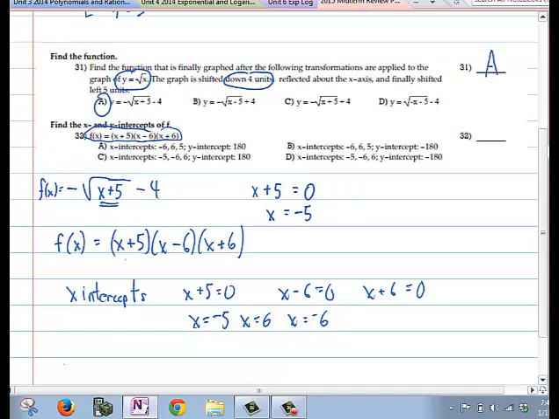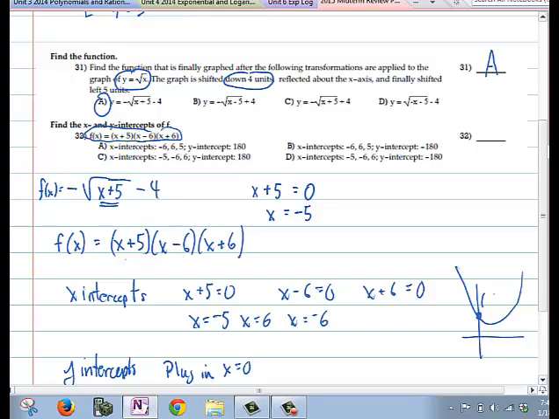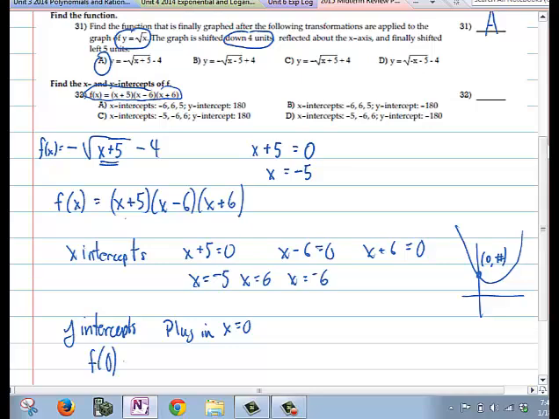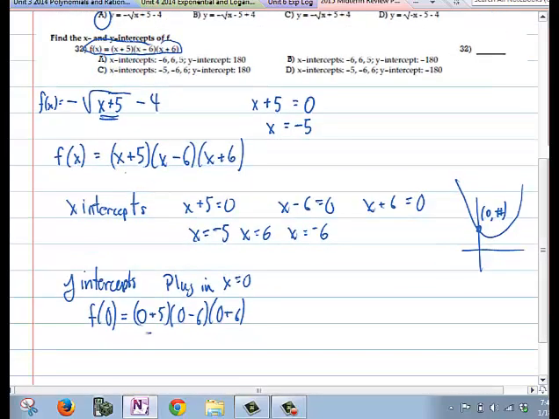To find the y-intercept, that's where you just plug in x equals 0 and see what value of y you get, because a y-intercept is where you cross the y-axis, and that coordinate will always be 0 comma some number. So you've got to just plug 0 in for x and figure out what you get. On this function, when I find f of 0, that's going to be 0 plus 5 times 0 minus 6 times 0 plus 6, and you end up getting 5 times negative 6 times 6, which is negative 36 times 5, which is negative 180. So that would be your y-intercept.